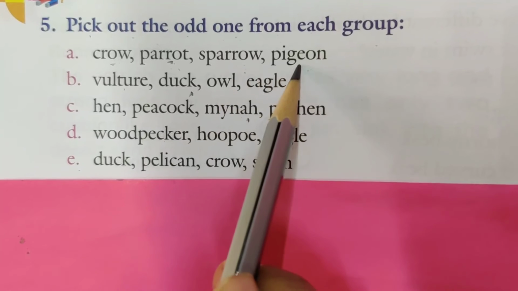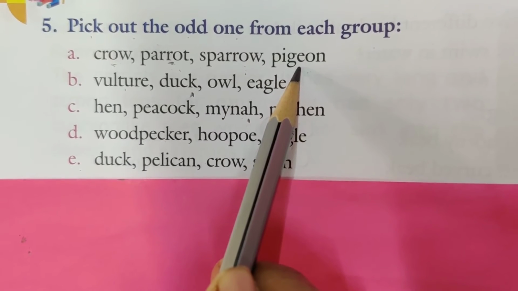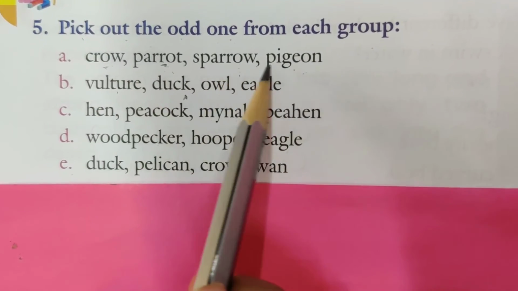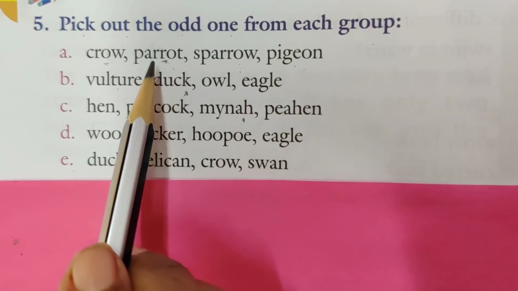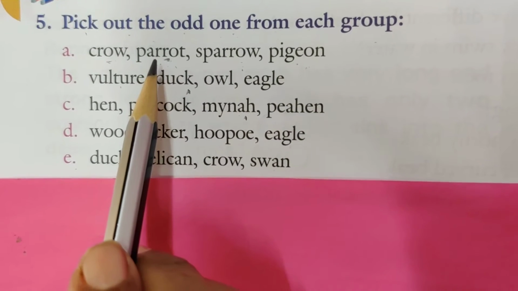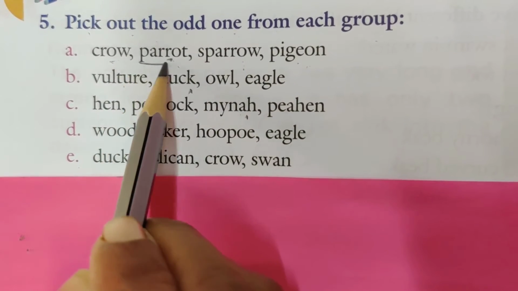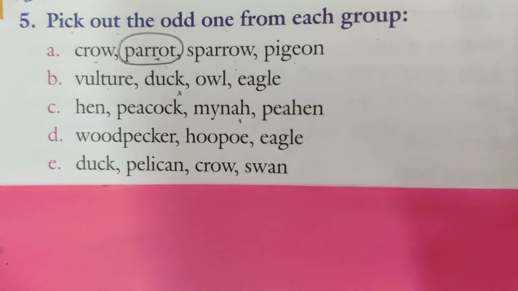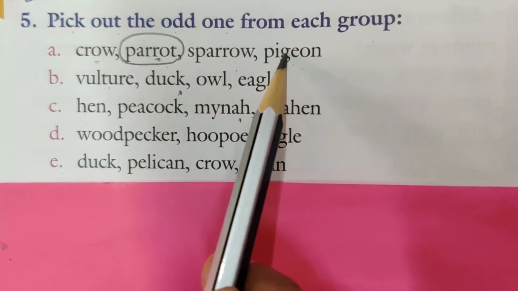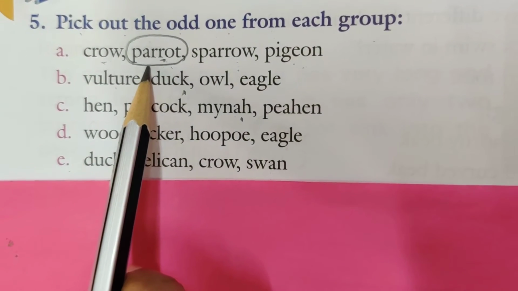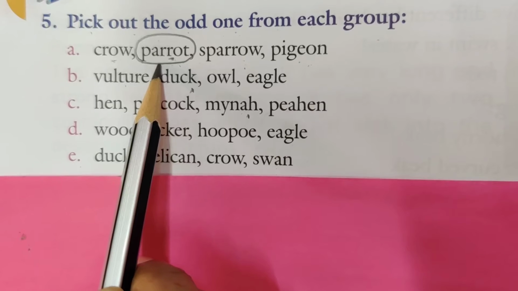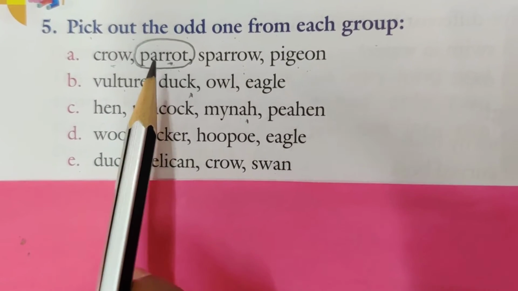Crow, sparrow and pigeon are what, Nana? Perching birds. Right? Crow, sparrow, pigeon are perching birds. Whereas parrot is what, Nana? Climber. So we have to circle parrot because this is the only different bird. Yes or no, children? These 3 are the perching birds and parrot is a climber. So this is the different one, so we are circling the parrot.